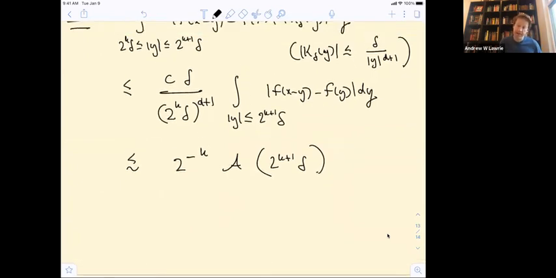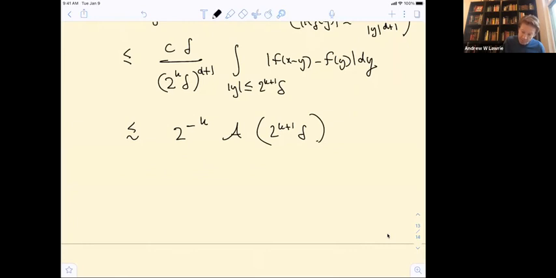Okay. If you just work out the algebra, this is what I get from here. So I make 2 to the k plus 1 delta up here, and that gives me an extra 2 to the minus k, since I have this d plus 1 here. Okay, and I have delta to the minus d, but I have 2 to the k to the d plus 1. So that gives me this extra 2 to the minus k, which is important. So the bound I've proved.